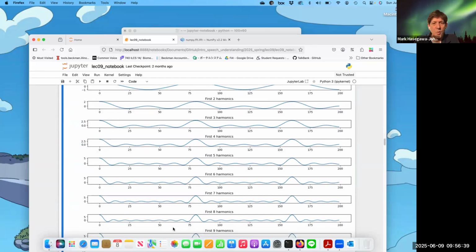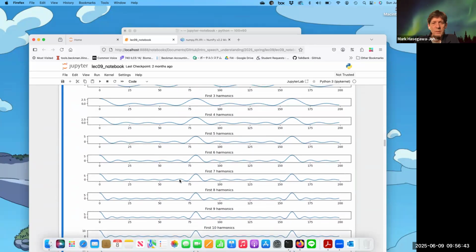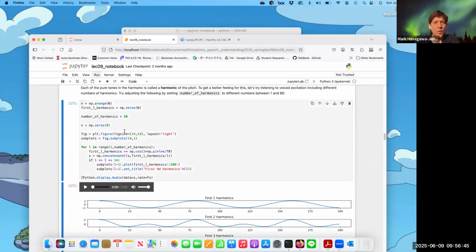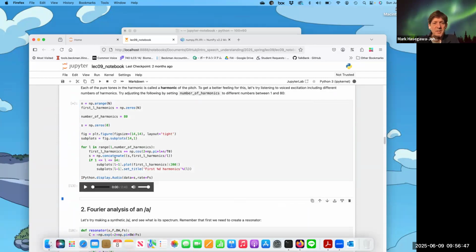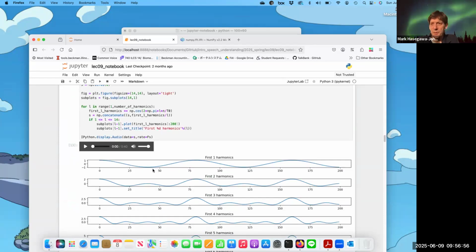And it becomes gradually more and more like a buzz, as you see. As I go through and add in more and more of the harmonics, this signal becomes more and more like a buzz until eventually it will sound exactly like a buzz. And I think what will happen if we listen to this is that you'll be able to hear that first it just sounds like a pure tone. And then it sounds like two pure tones added together. And then three pure tones added together. And then gradually it will become more and more buzz-like as we listen to it.